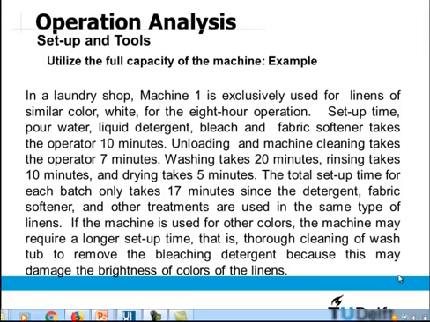Okay, we have stopped in these slides in which we were talking about the laundry shops. We are still in the example for capacity of the machine. How can we use the full capacity of the machines?